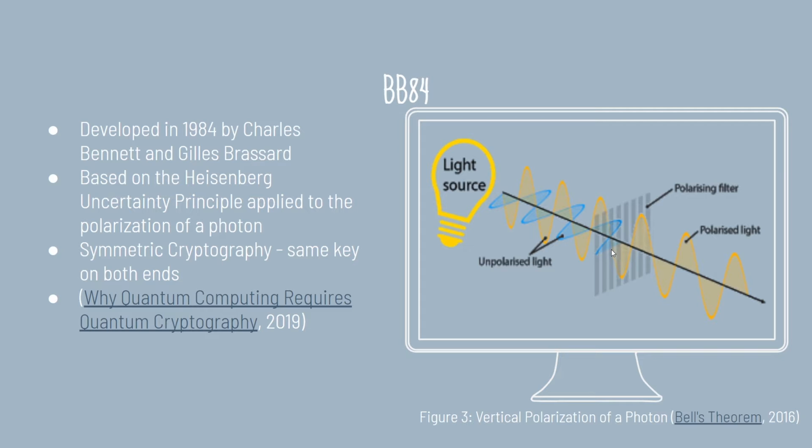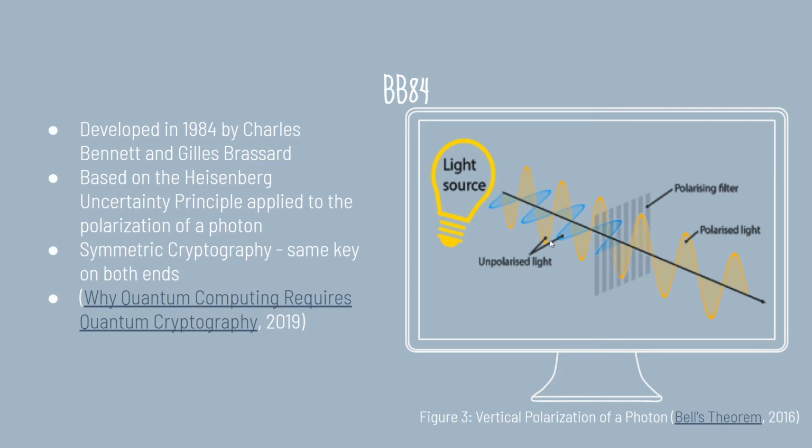However, if we measure the photon polarization diagonally, the vertical light waves would be blocked. It is impossible to measure both vertically and diagonally because these slits can only face one way.